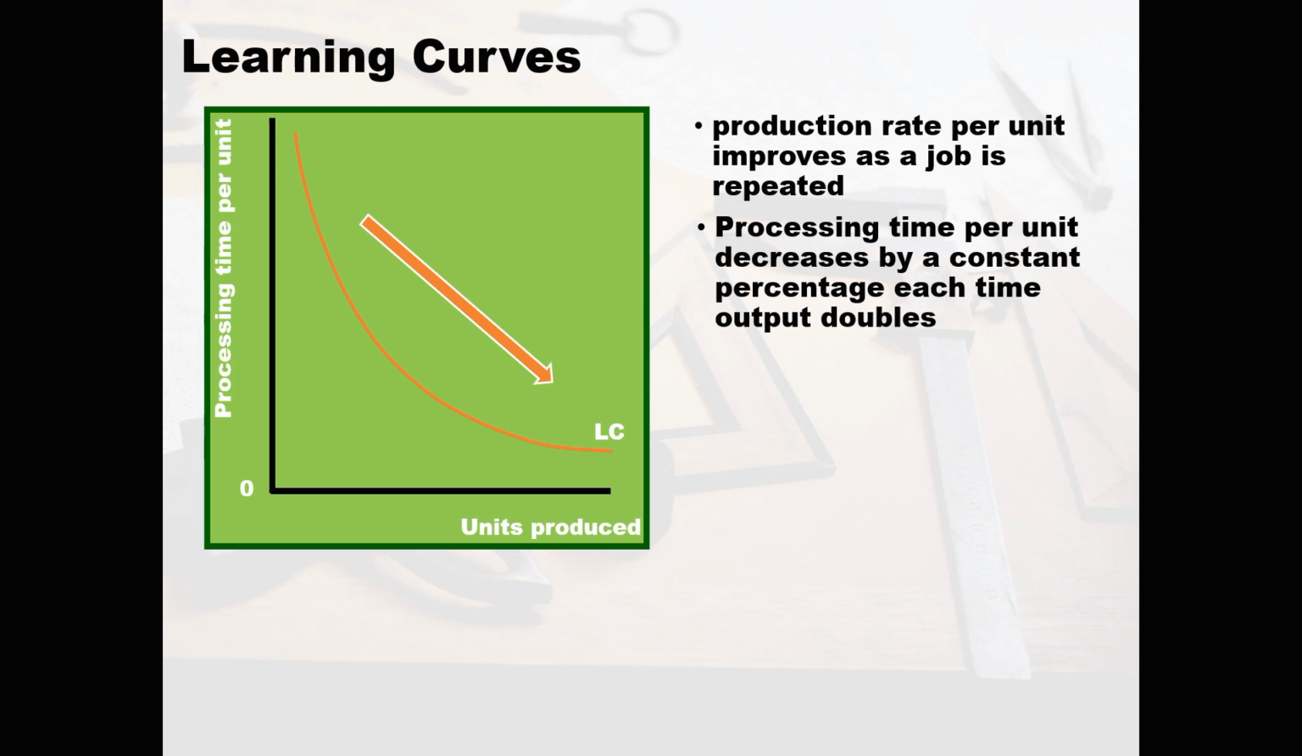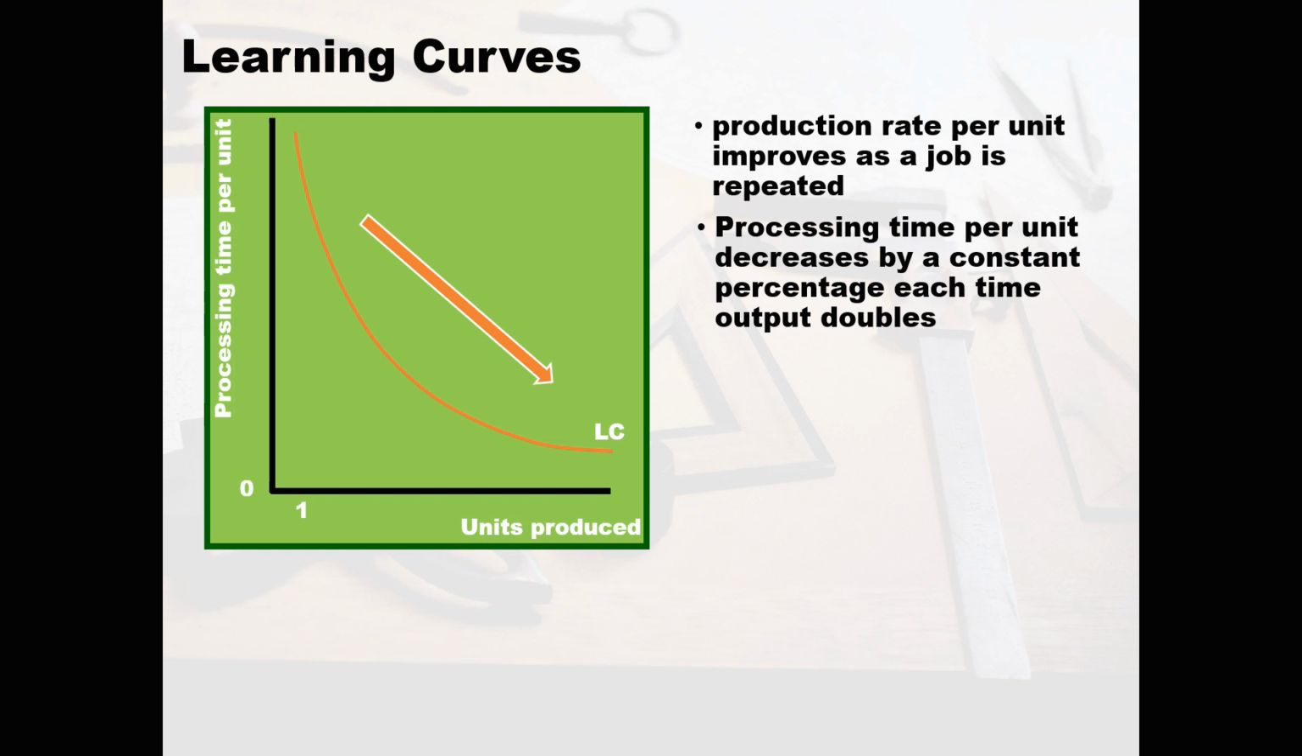If the learning curve is 95%, then every time output doubles, unit 2 is going to be 95% of unit 1, and unit 4 is going to be 95% of unit 2. Which is going to tell us that each time we double, when we go from 1 to 2, we're going to cut our time by 5%. When we go from 2 to 4, we're going to cut our time by 5%.